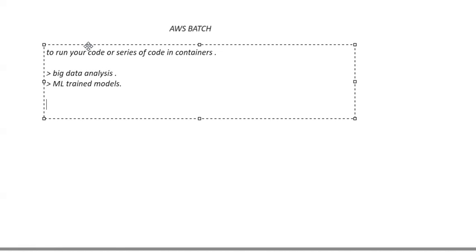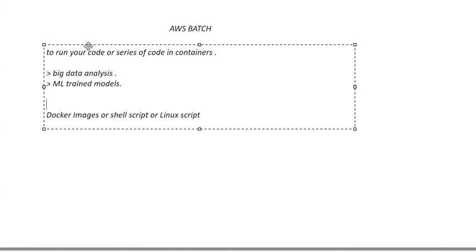So inside containers, which type of code do you run? You can run either Docker images, or shell script, or you can even run Linux script. These are the scripts you can run inside your container. Under Batch, inside your container, you can run these types of scripts: Docker container images, shell script, and Linux script.